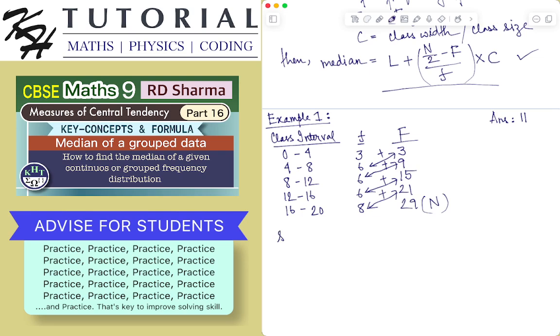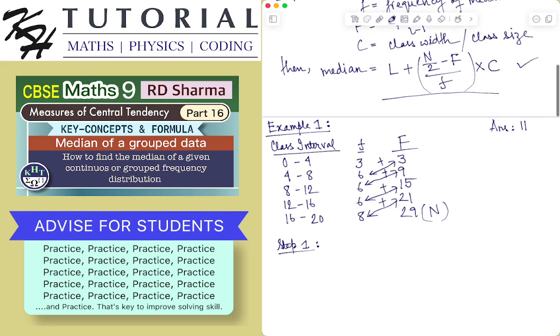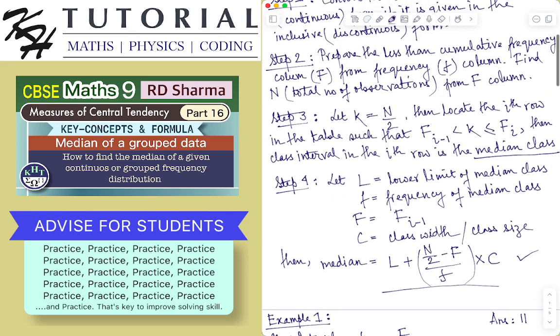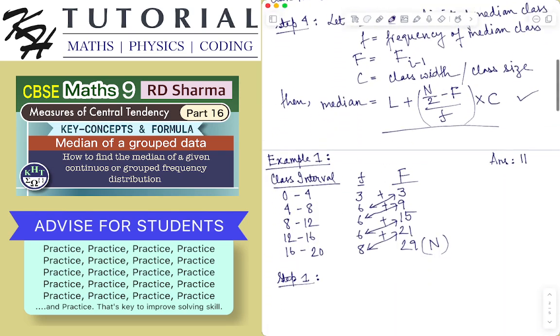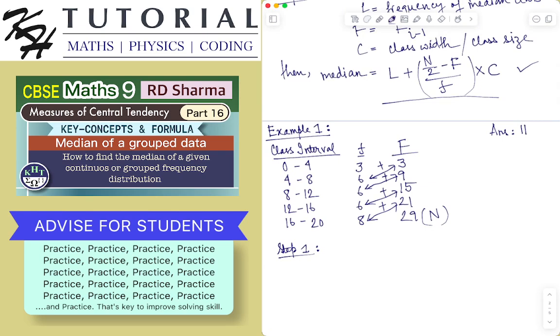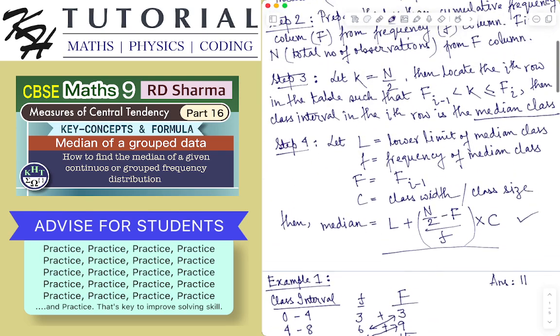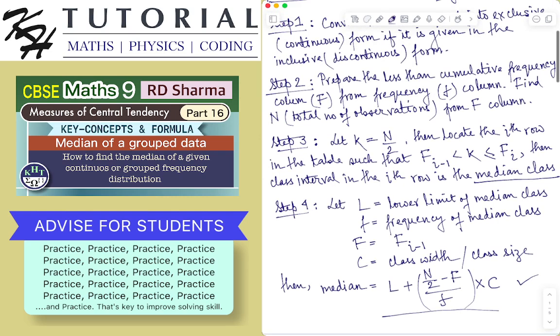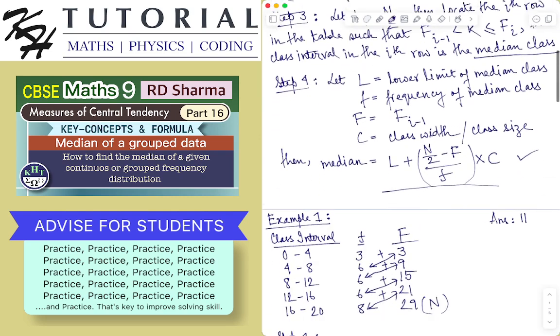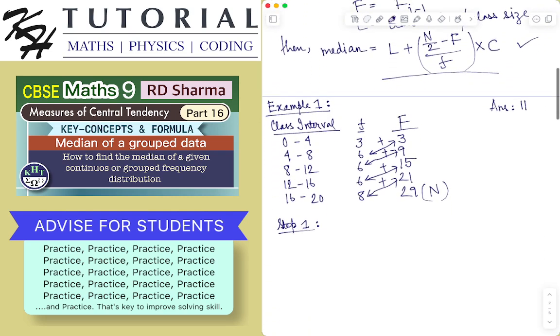Okay, let's try to solve this problem step by step. Step 1 is not required because in the given problem the class intervals are already continuous. So we have completed step 1 and step 2. Step 2 was to prepare the less than cumulative frequency column. We have already done that. Okay, so now what is step 3?